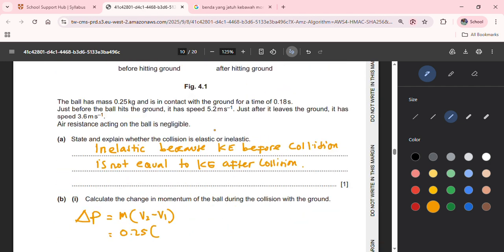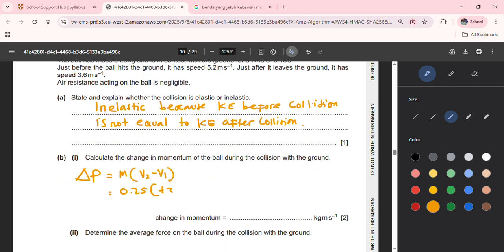So positive 3.6 minus negative 5.2, which is equal to 0.25 times 8.8, which is equal to 2.2 kilograms meter second to the minus 1.